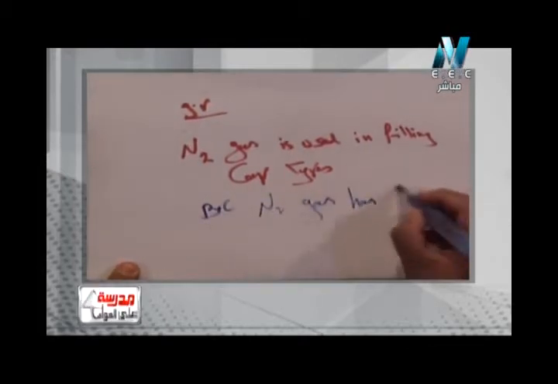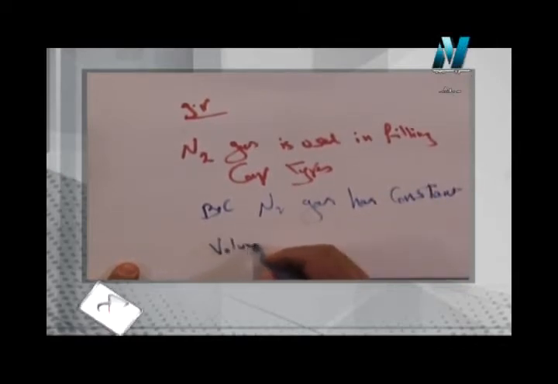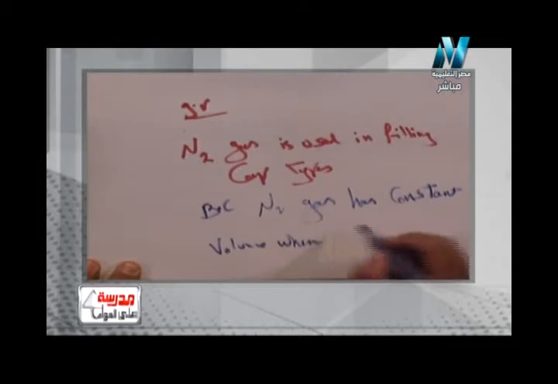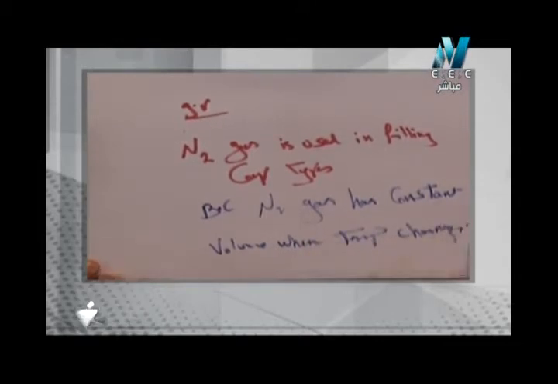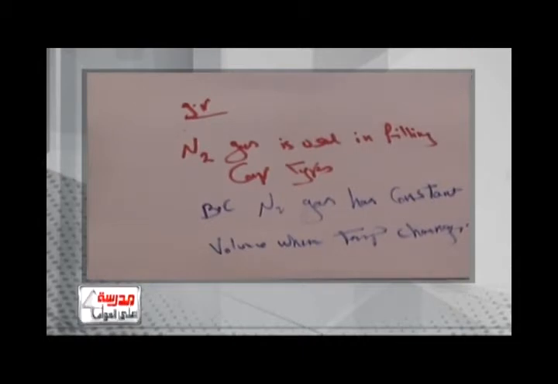has constant volume when temperature changes. Or we can say in other words, because nitrogen isn't affected by the change of temperature, so it will have constant volume. So we prefer to use nitrogen gas in filling car tires rather than any other gas because it has constant volume rather than any other gas.